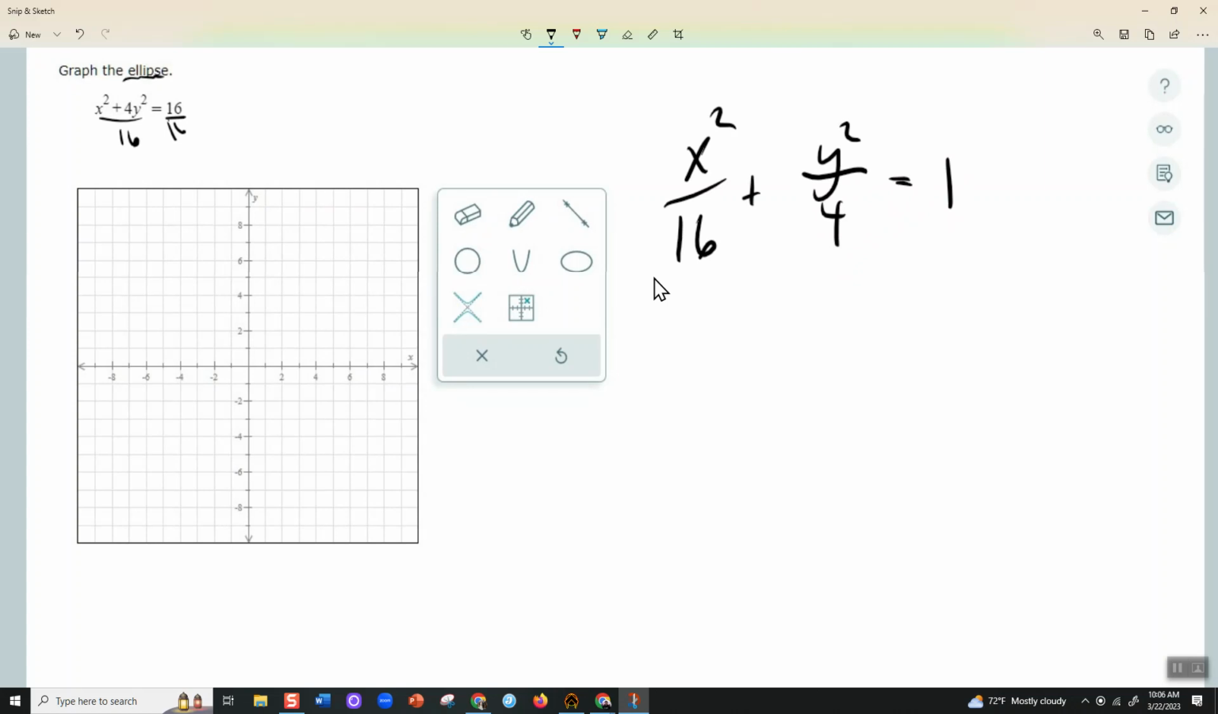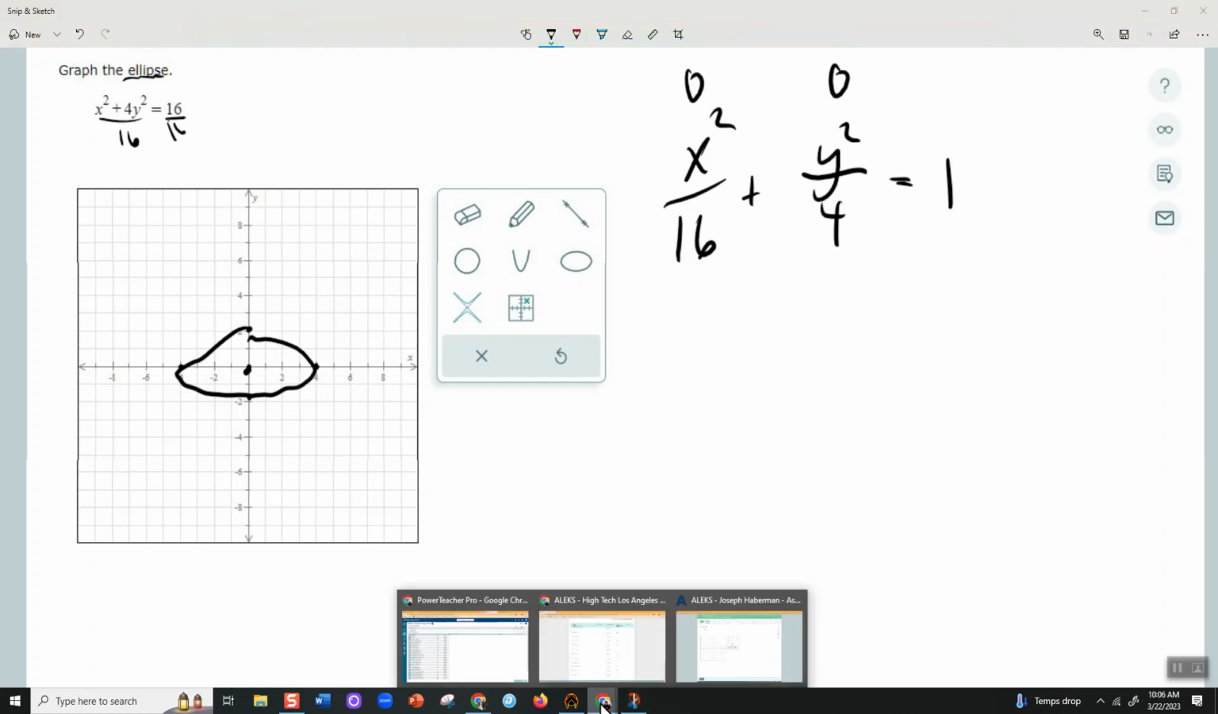So now I can graph this because I have it in the standard form of an ellipse. My center is going to be 0, 0, because I'm not subtracting anything from my x or y squared. I'm going to be starting here, and I'm going to have an x distance of 4, square root of 16. It's going to be there, and a y distance of 2. It's going to be there. There's my ellipse. I can put it into Alex real quick.